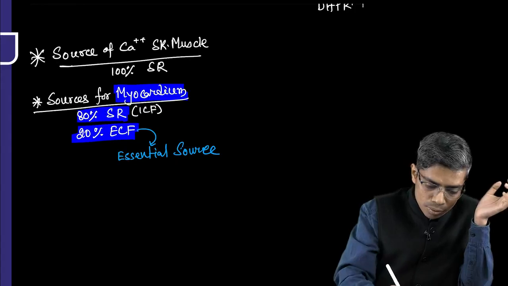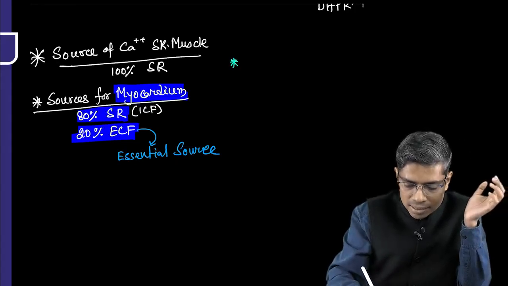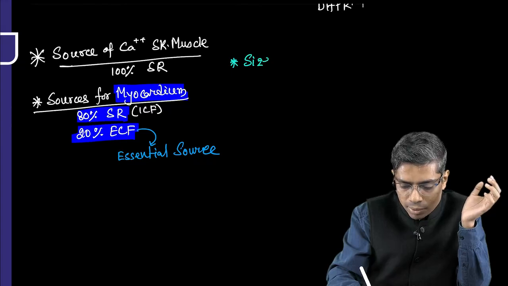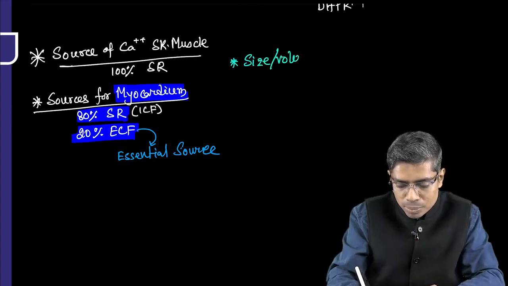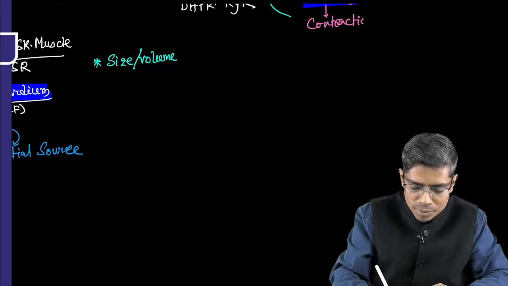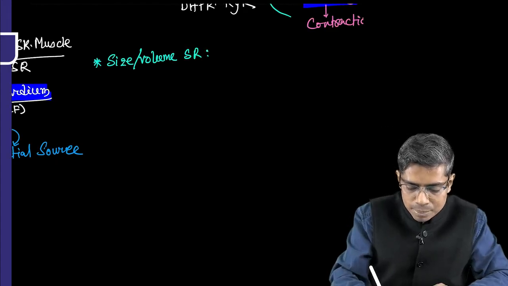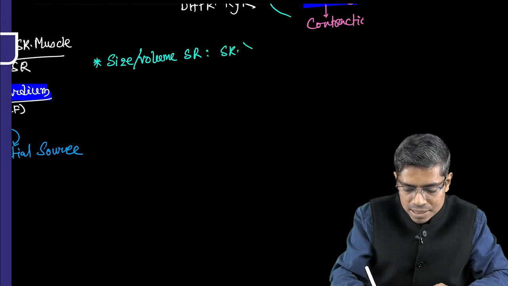Obvious. So that is another difference. The size or the volume of sarcoplasmic reticulum is bigger in case of skeletal muscle cell than that of the myocardium, right?